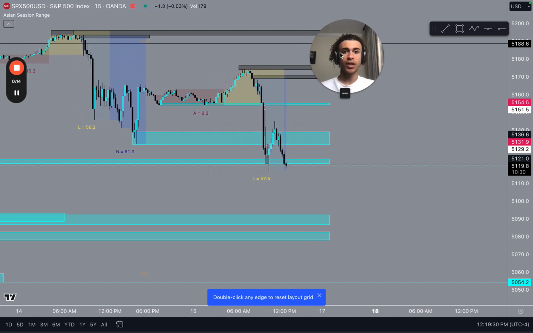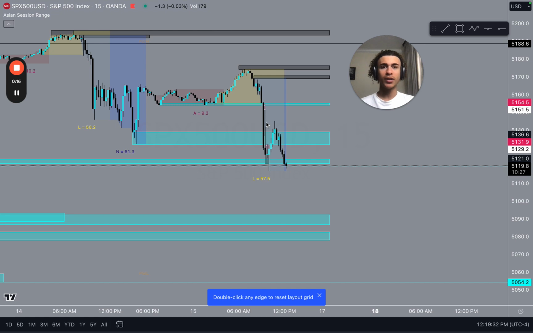Why do I mark out these zones? I mark out these zones because they are opens, closes, highs, and lows of sessions, right? Mainly opens, highs, and lows. Why do I mark out these sessions? Because these are areas of high liquidity.